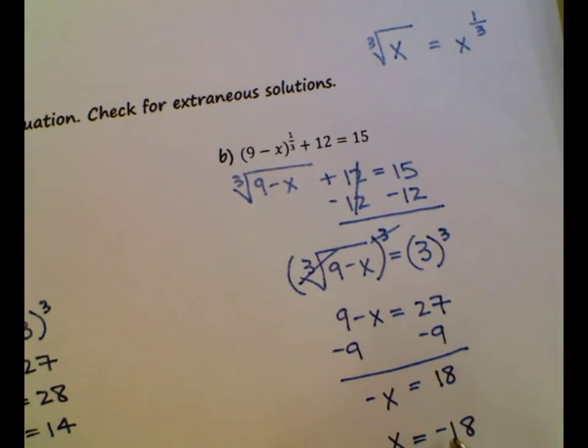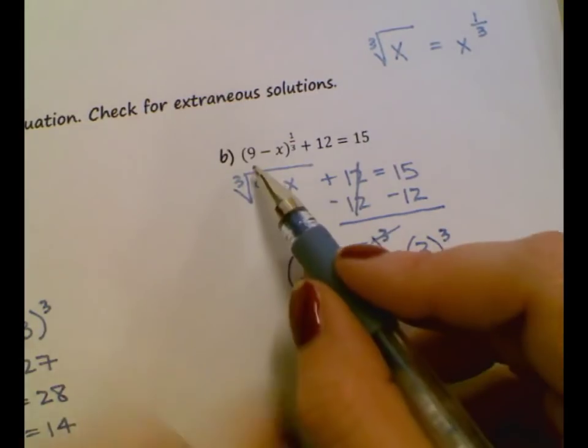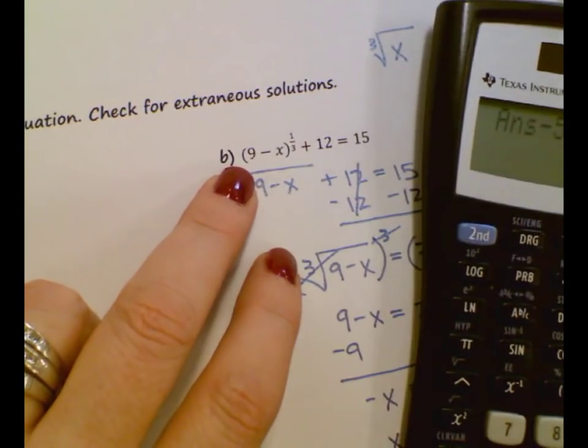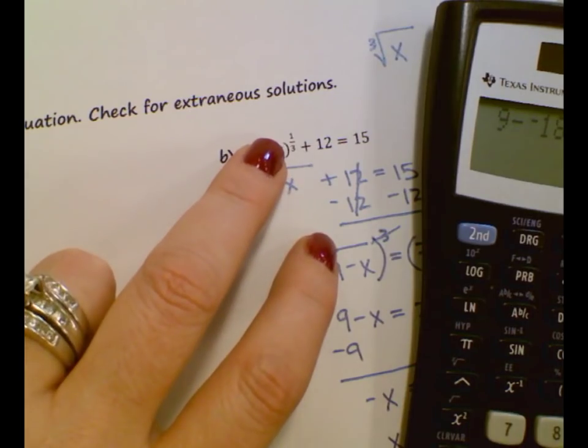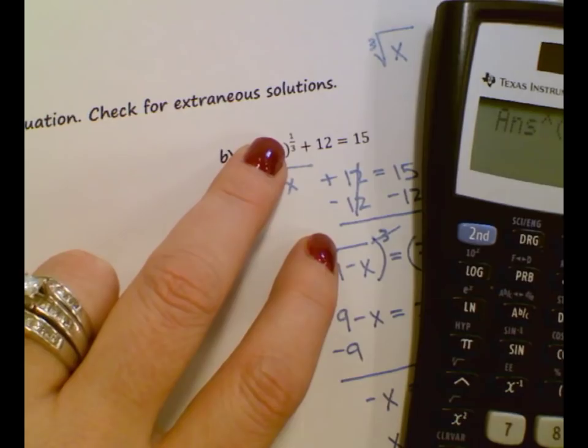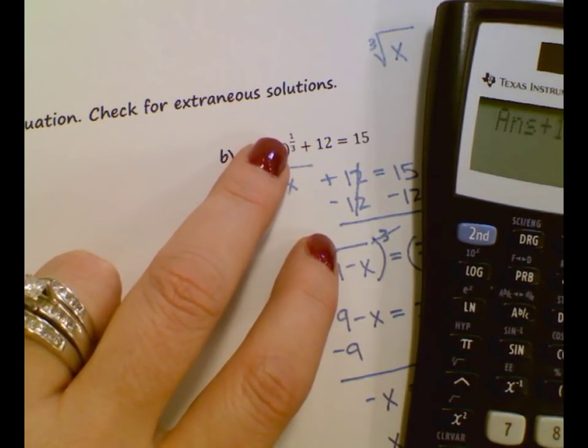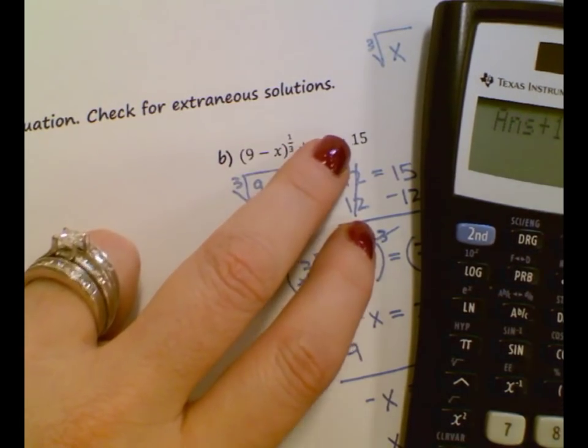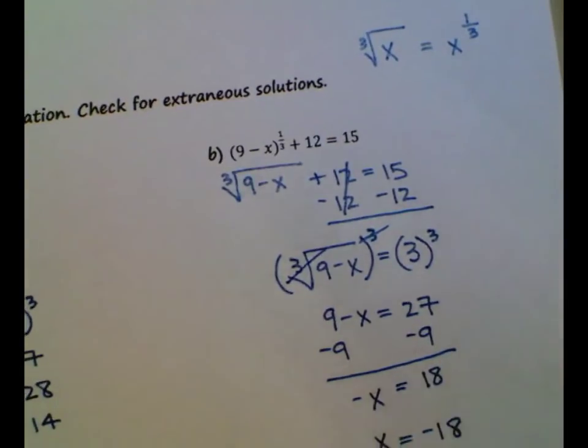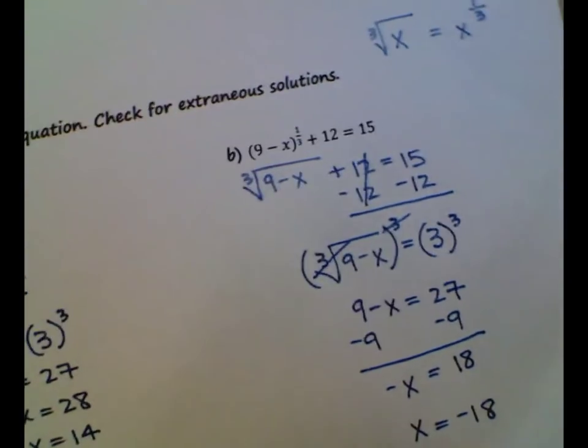Now, let's take this negative 18 that we got and put it right back in here. So I'm going to have 9 minus negative 18 to the 1 third plus 12. It's got to give me 15, and it does. So that one was fine, so it's not extraneous at all. All right, last one down here.